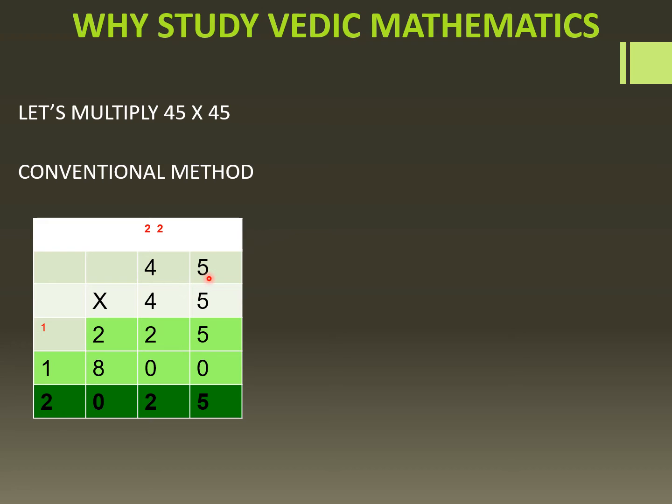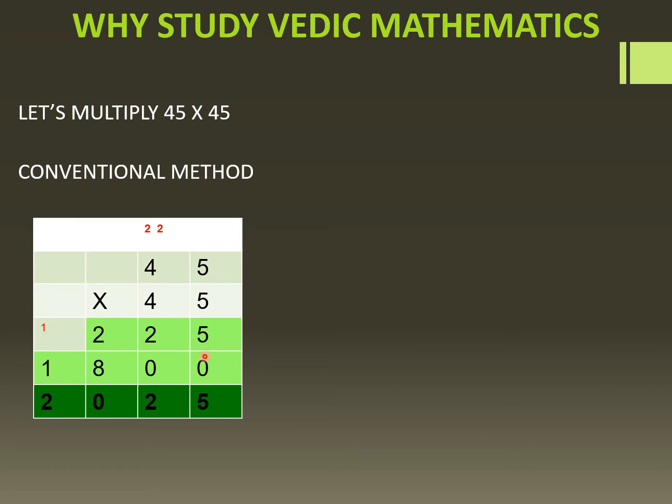To multiply 45 into 45, what we would do is first we arrange the numbers one below the other. Next, we multiply this 5 with 45. So we have 5 5s are 25. We carry over 2 and we put 5 down. Next, we multiply 5 with 4. That's 5 4s are 20. Add the carryover. That's 20 plus 2, 22. The first step is done.